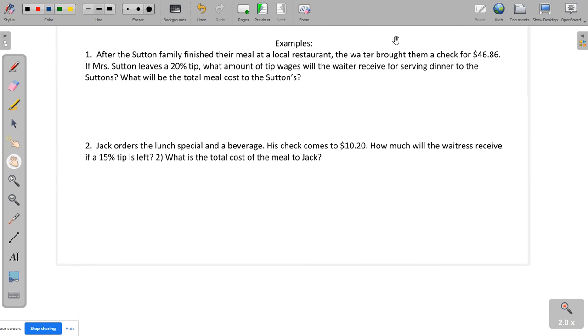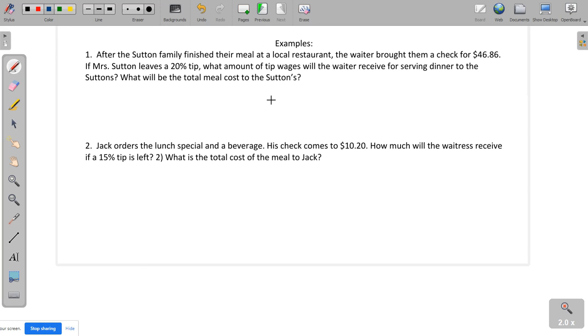After the Sutton family finished their meal at a local restaurant, the waiter brought them a check for $46.86. If Mr. Sutton leaves a 20% tip, what amount of tip wages will the server receive for serving dinner to them? And then what would be the total cost of the meal?